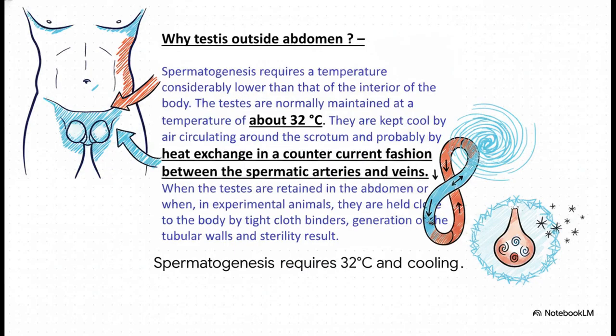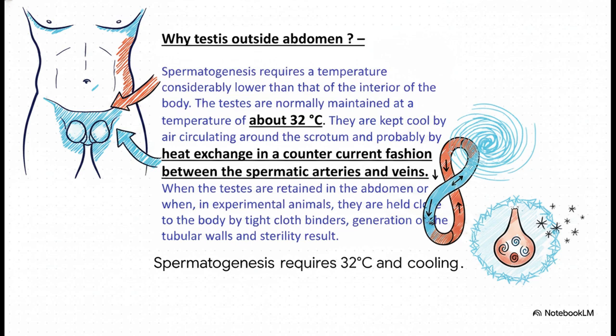The simple answer? Temperature. You see, making sperm, a process we call spermatogenesis, actually requires a temperature that's considerably lower than the deep, warm interior of your body. Specifically, the testes need to be kept at a nice, cool 32 degrees Celsius, which is about 2 degrees lower than your normal body temperature.